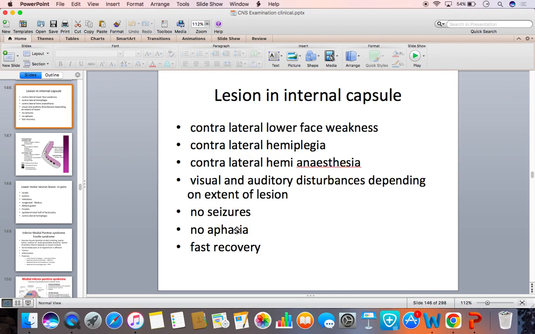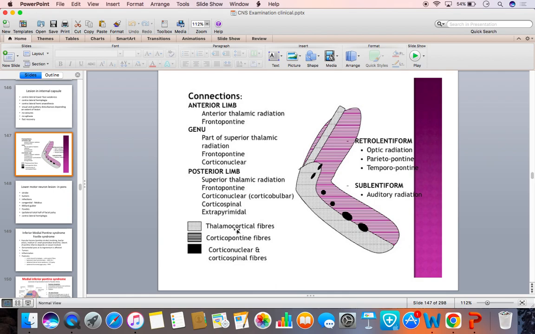Then lesion in the internal capsule. It results in the contralateral lower face weakness because it is an upper motor neuron lesion, contralateral hemiplegia, contralateral hemianesthesia, and also affects the visual and auditory disturbances depending upon the size of the lesion. But there are no seizures, no aphasia, and recovery is faster. So this is the picture representing the internal capsule with the anterior limb, genu, and the posterior limb.